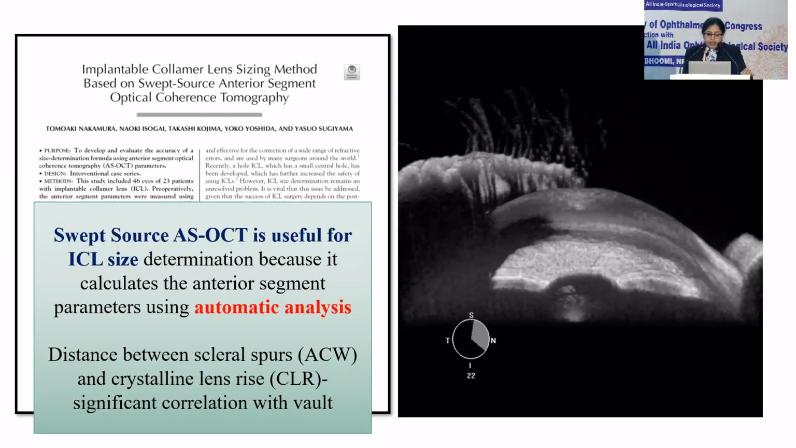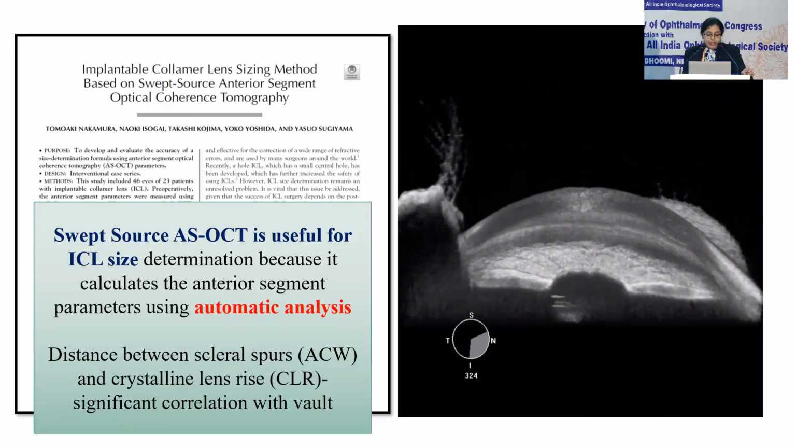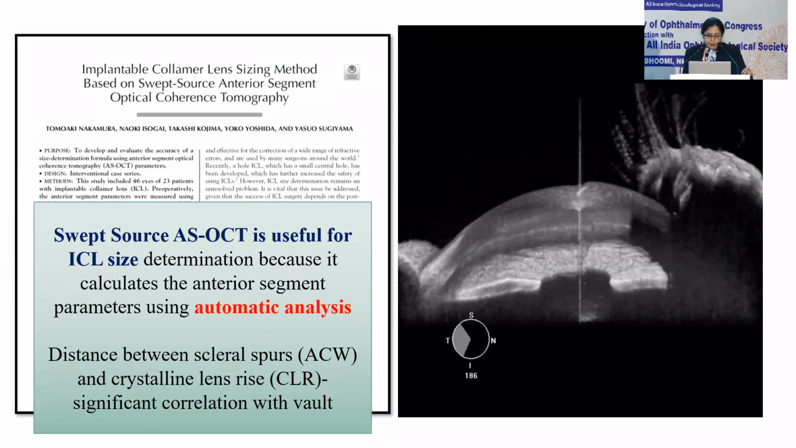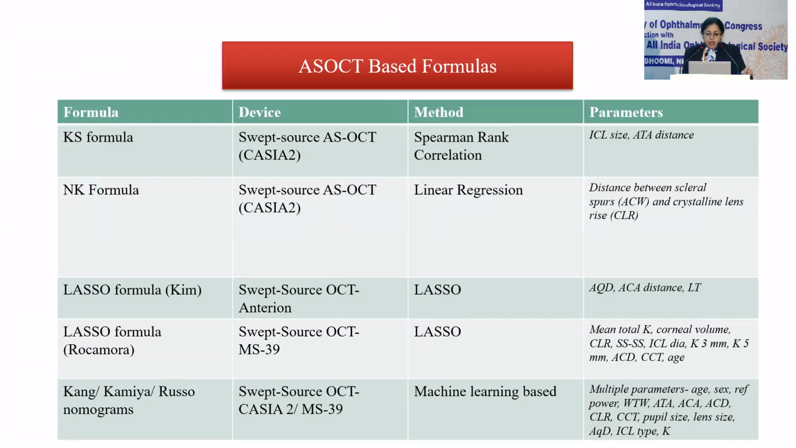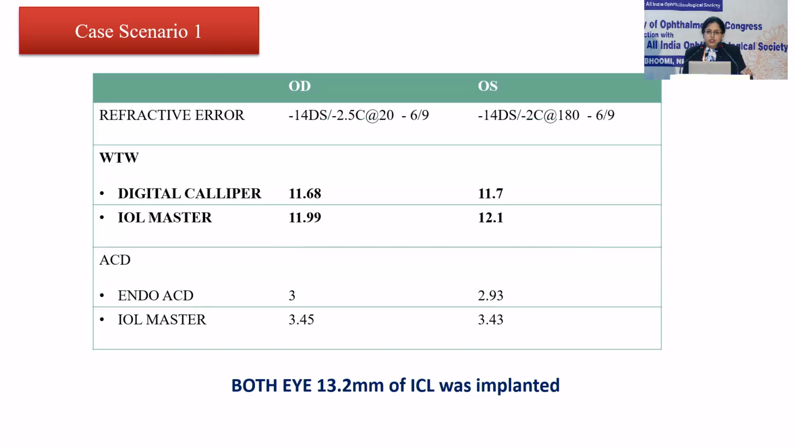So swept source OCT, which gives you a 3D reconstruction of the anterior segment, is useful for ICL size determination because of the automatic analysis and is more accurate and repeatable. So we have a host of new OCT based formulas: KS formula, NK, Lasso, Kang, etc., based on swept source OCT using different machines, which take into account different and newer parameters, including the crystalline lens rise, the distance between the scleral spurs, angle to angle distance, and the lens thickness as well. So just to highlight a few cases of why where we are is still not enough.